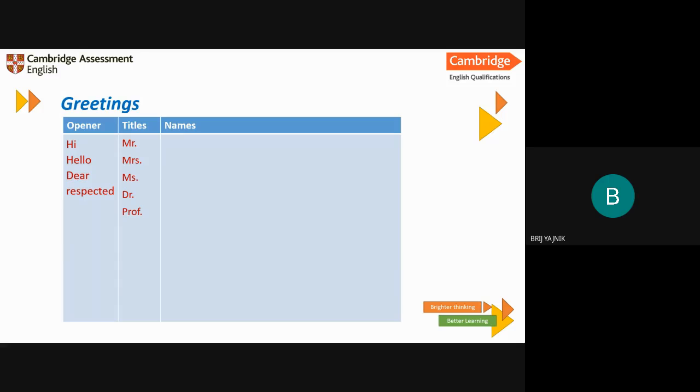Yes, respected sir. Now it is very clear in your minds that respected and dear have nothing to do with formal and informal. Point one. Point two, let me make it very clear. Dear and respected also have nothing to do with the position. It's regardless to the position.